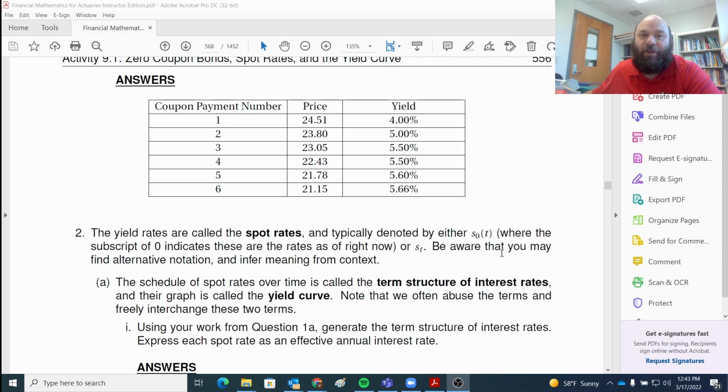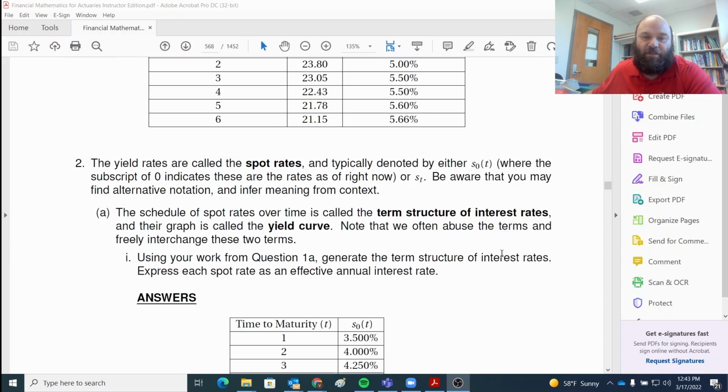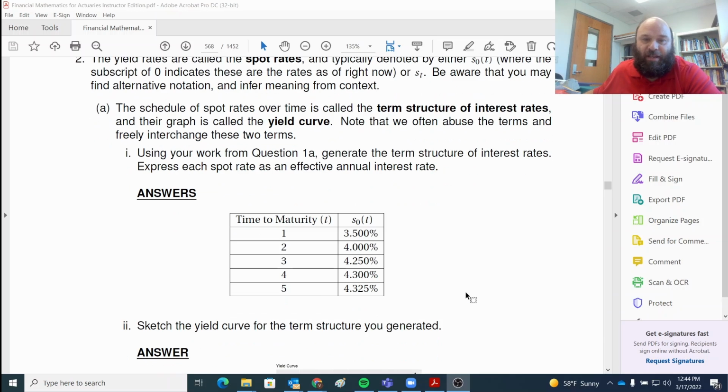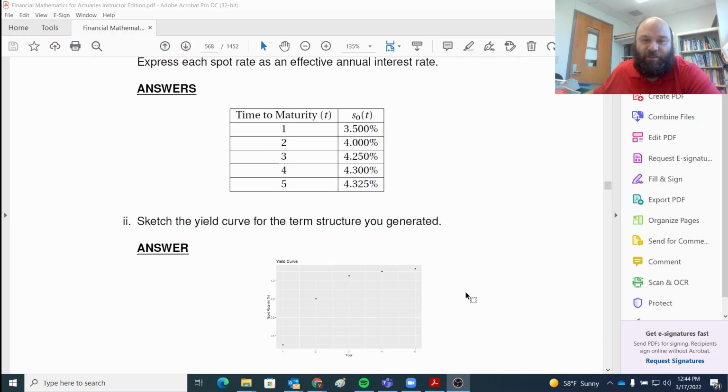So for each of our two examples, we can plot the interest rates and make the graphs to make our yield curve. So for the first, here's our schedule. So here's our term structure, if we're being precise. This is just exactly what we calculated in 1A. And then if we sketch the curve, it may be hard to see these dots, but you can see these dots here.